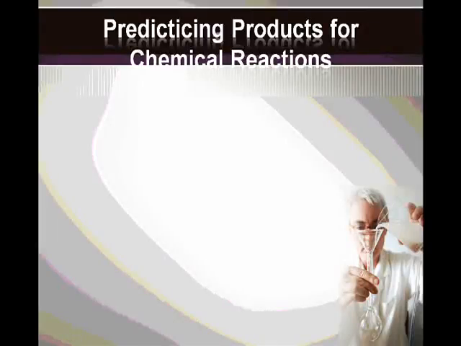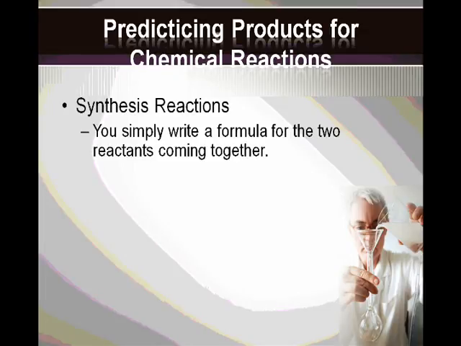Okay guys, let's go ahead and talk about predicting products for chemical reactions. And what this means is if I give you the reactants, can you give me the products? Because you already know which type of reaction it will be. Now, synthesis reactions. You simply write a formula for the two reactants coming together.